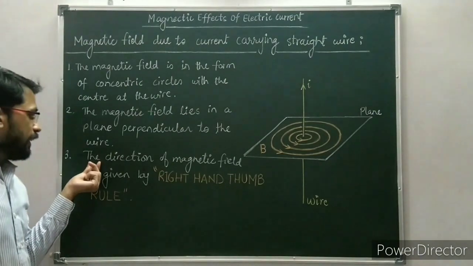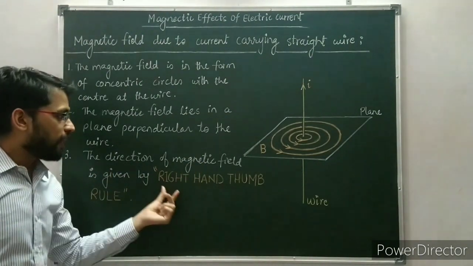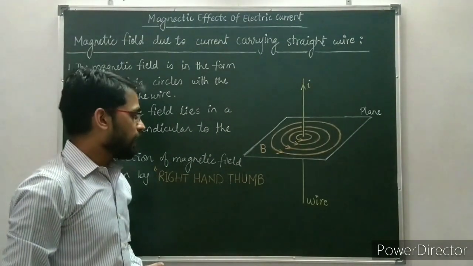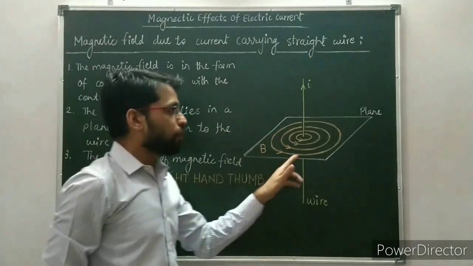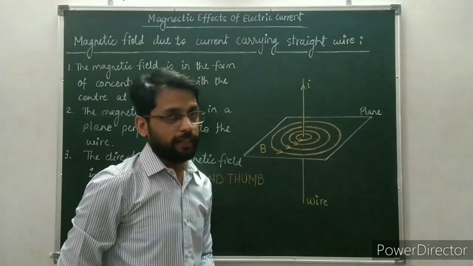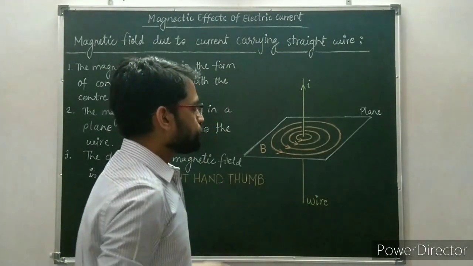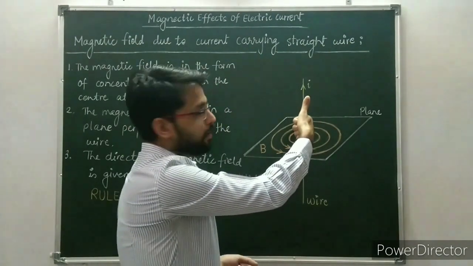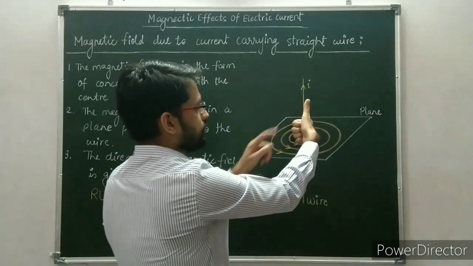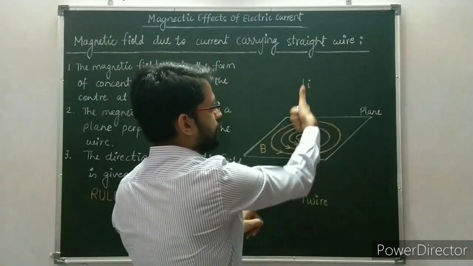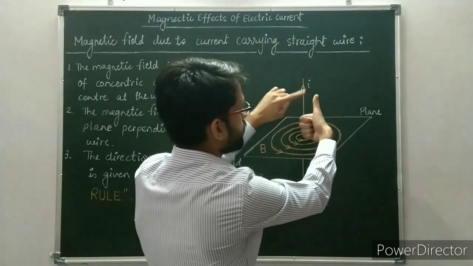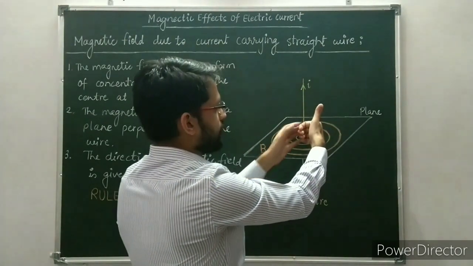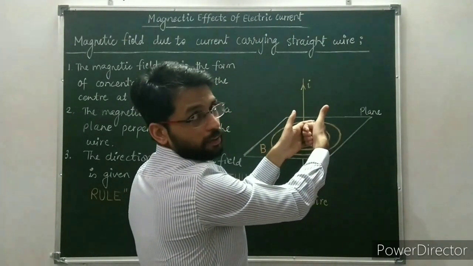The third point is the direction of magnetic field is given by the right hand thumb rule. This rule is very important because it gives you the direction of the magnetic field produced by a straight wire. According to this rule, if you imaginarily hold this wire with your right hand such that the thumb is pointing in the direction of current, then the direction of the magnetic field is given by the direction of curling of your remaining fingers.